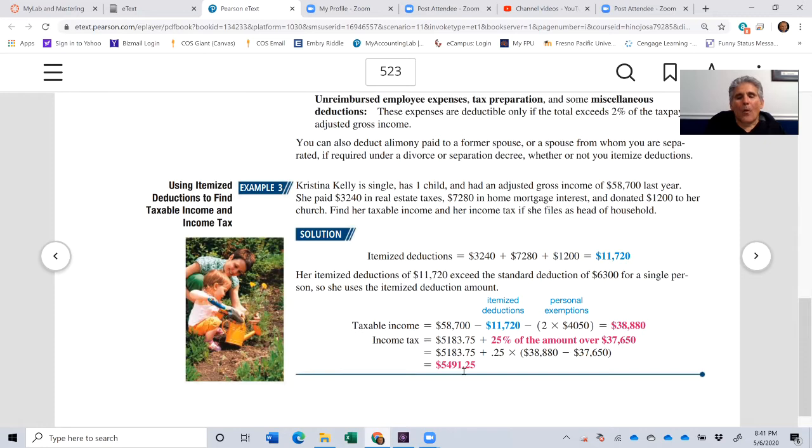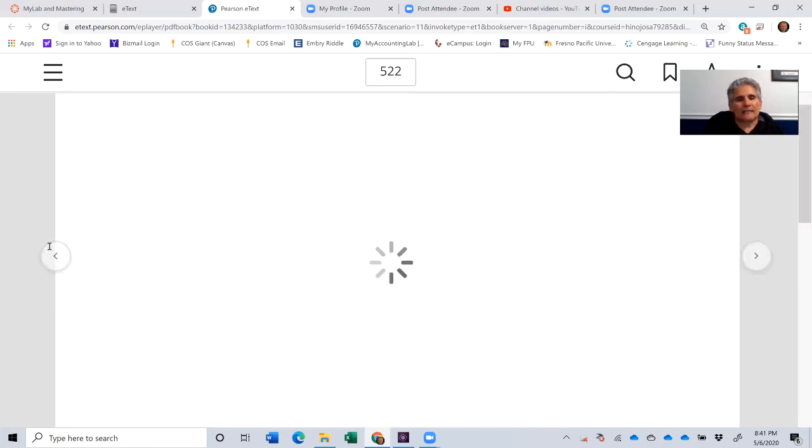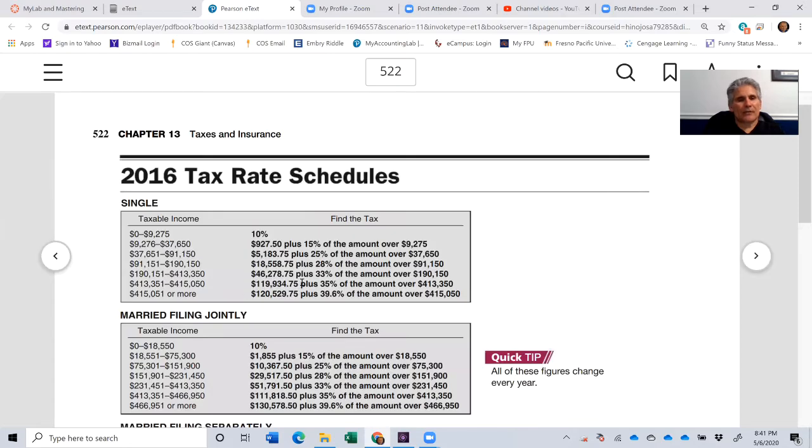All right, so $58,700 minus the itemized deductions of $11,720 minus 2 exemptions times $4,050, and that gives her taxable income of $38,880. We now take that and look at the table. The table is single, so we'll look at our single tables. $38,880. Single, $38,000. So she's right here, right in that range.